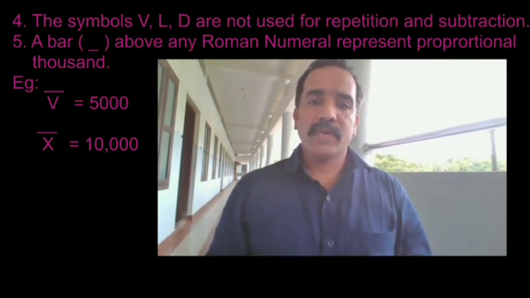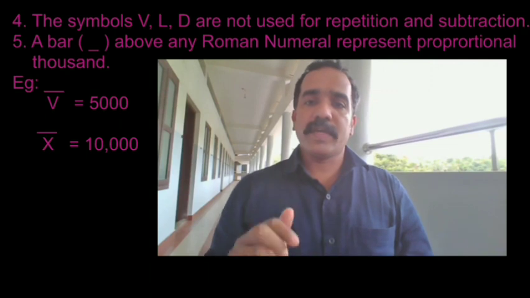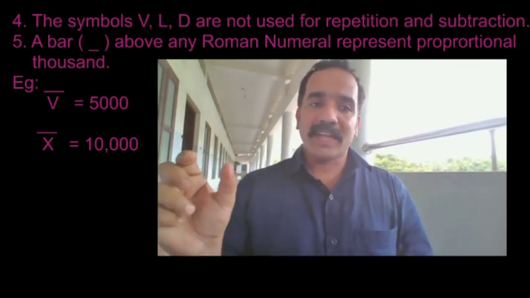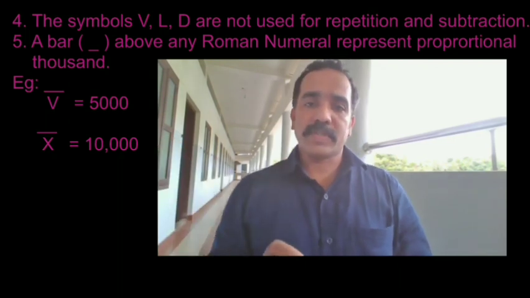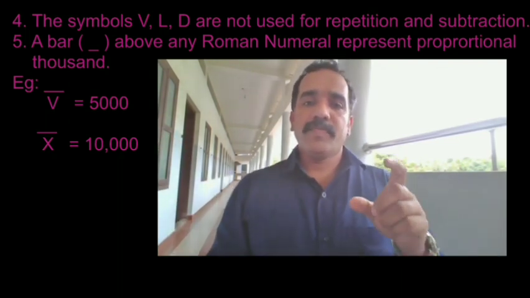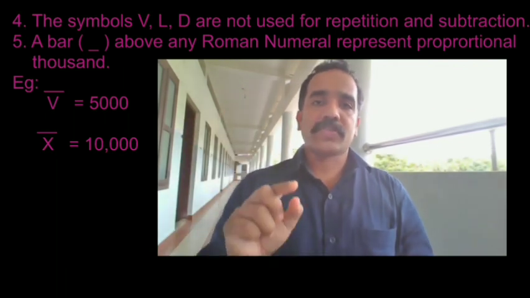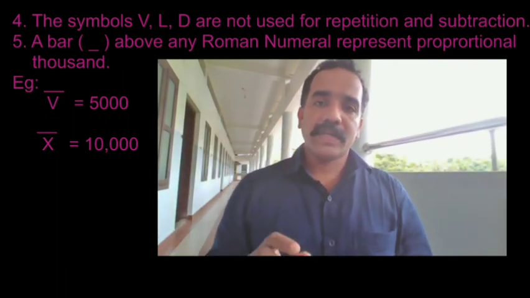Then the fifth rule, a bar. I already told, above any Roman numeral if you write a bar, that represents it multiplied by 1000. Here an example: V with a bar represents 5000. X with a bar represents 10,000.